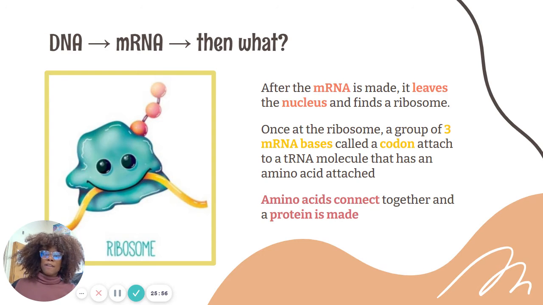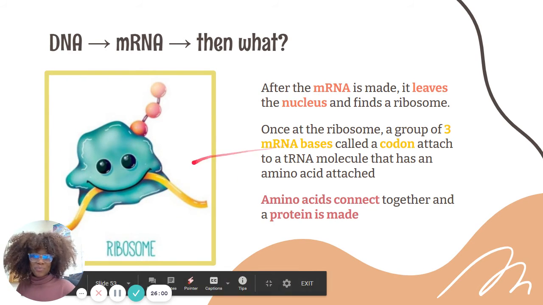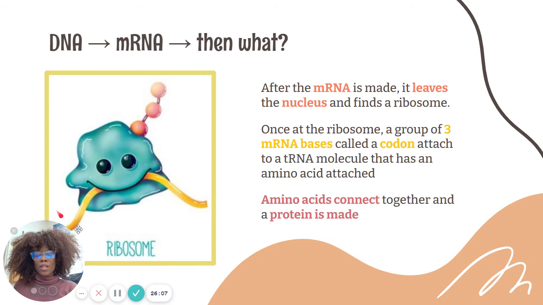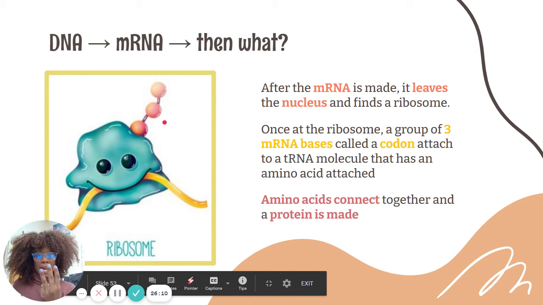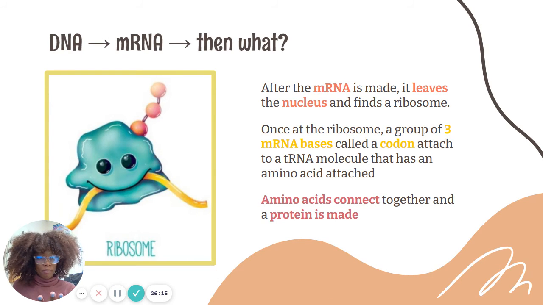Once it leaves the nucleus, it's going to find this thing called a ribosome. Look how cute this drawing is. So mRNA, which is represented by this yellow right here, is going to find a ribosome. Once at a ribosome, there are going to be 3 mRNA bases at a time. Those 3 bases are called a codon. That's going to attach to a tRNA molecule that has an amino acid attached to it. Those amino acids are going to connect together like this. And then once it's all the way done, it's going to fold up and make a protein.